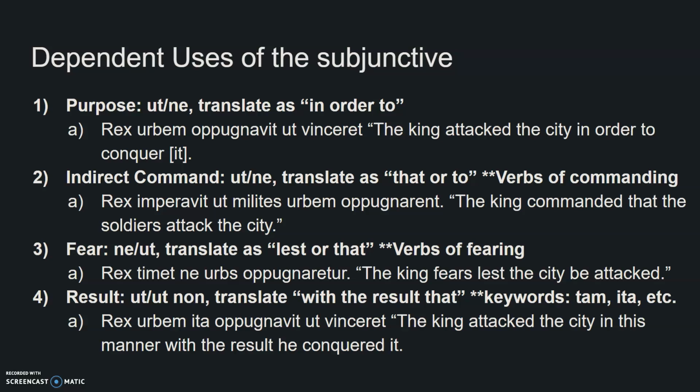Got it, moving on. Next, result clauses have those fun keywords, tom, eta, audeo, talis, tontus, all those words like that. If you need to review those, go through that section again. So once again, the difference. 1a, the king attacked the city in order to conquer it. 4a, the king attacked the city in this manner with the result that he conquered it.